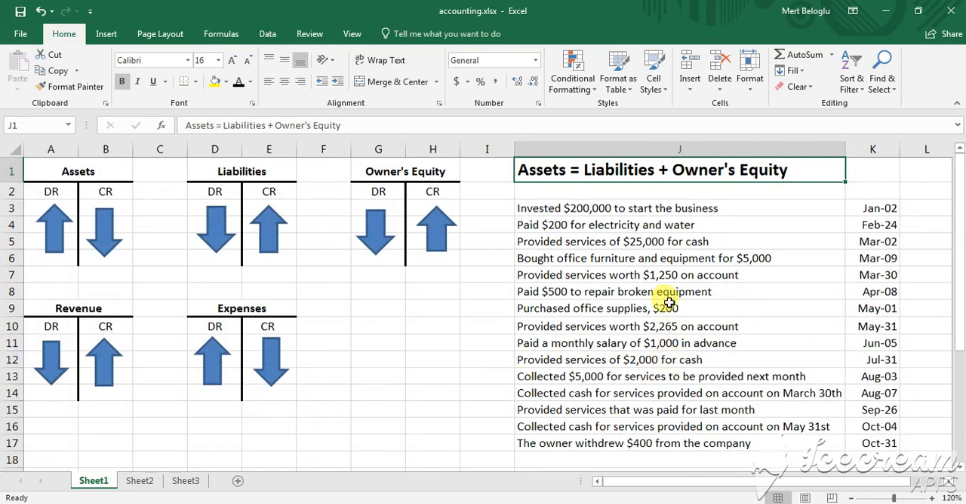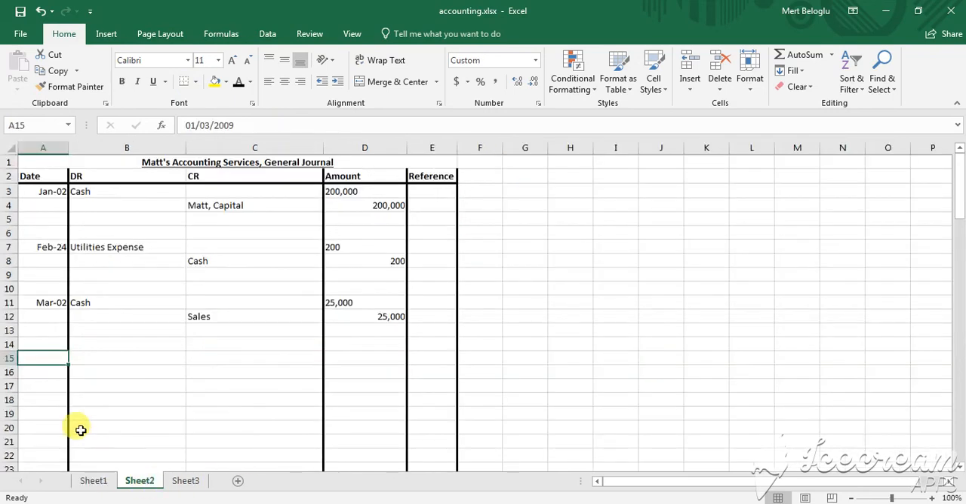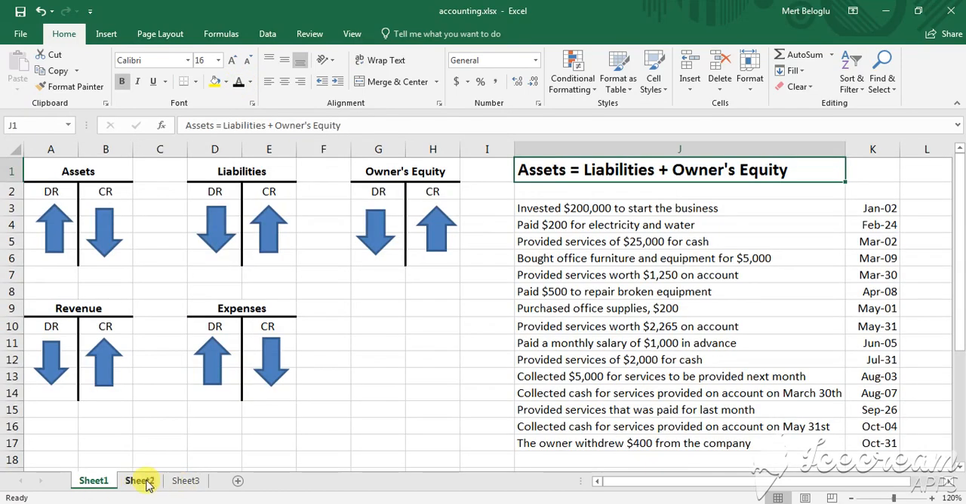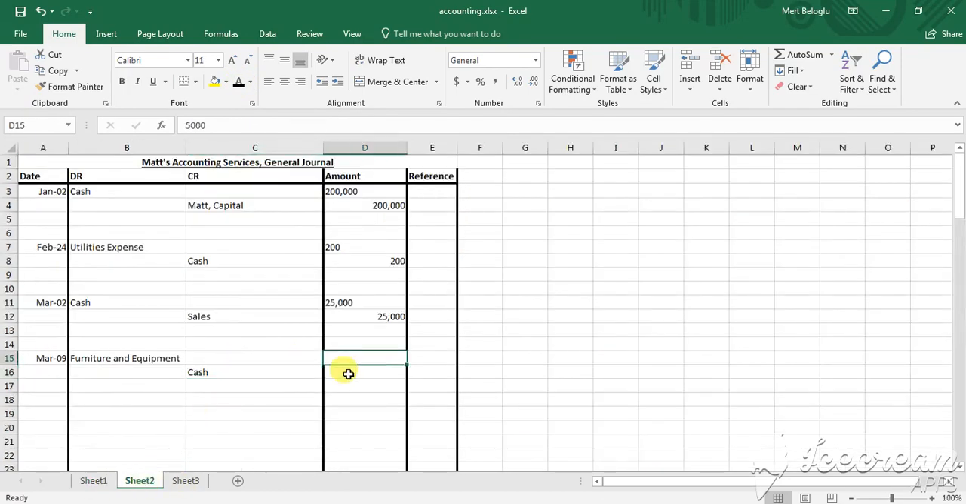Our fourth entry: bought office furniture and equipment for $5,000 on March 9th. So the date is March 9th, and then we can debit office equipment or furniture and equipment and credit cash since we are paying cash, and then our amount is $5,000.